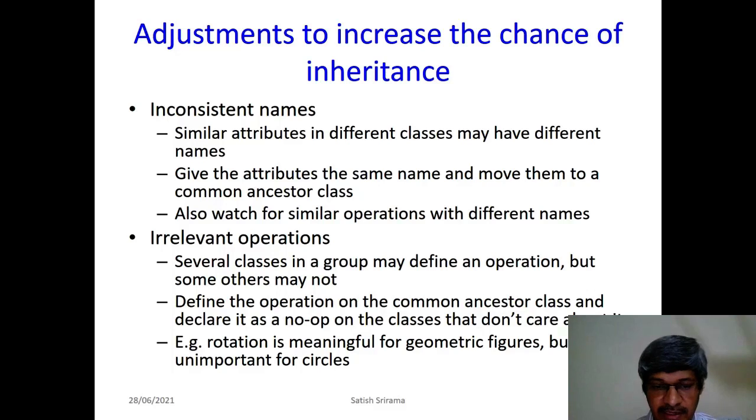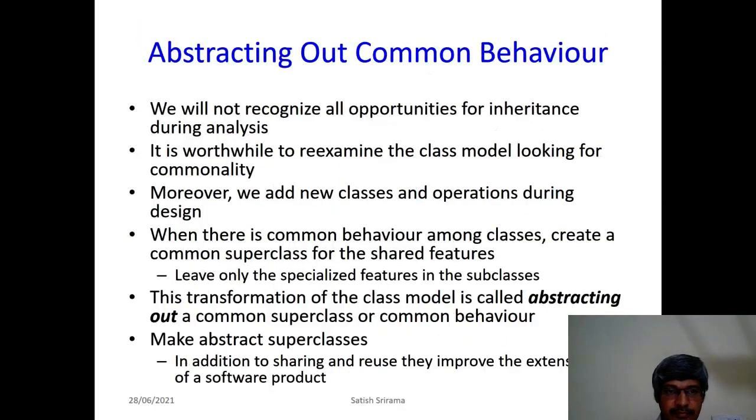You had a perfect inheritance hierarchy achieved. Okay. So you can think like that one. Actually, these are some of the adjustments that are possible to increase the chance of inheritance. That's the first thing. Okay. So now let us look at the second one, abstracting out common behavior.